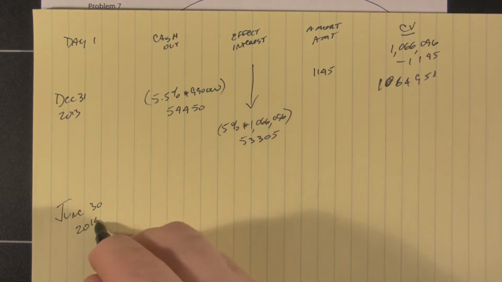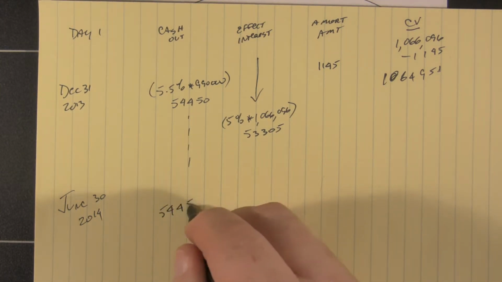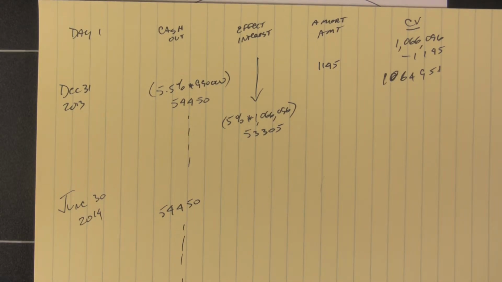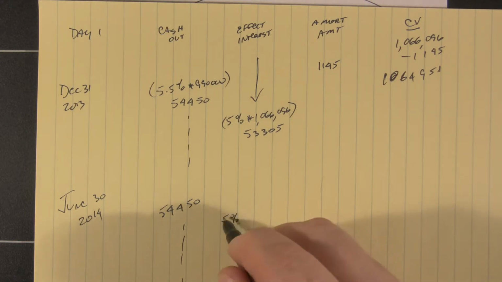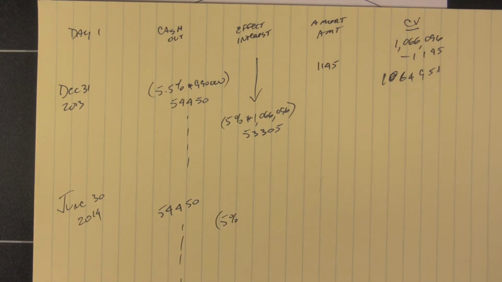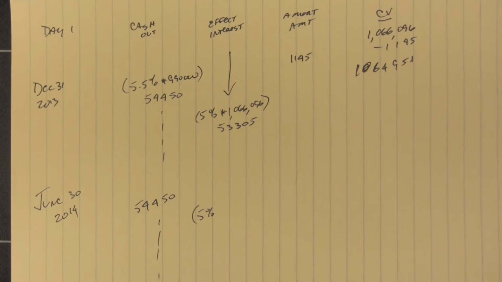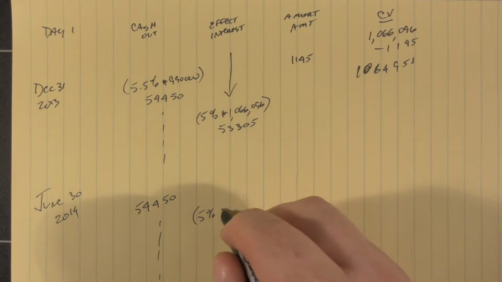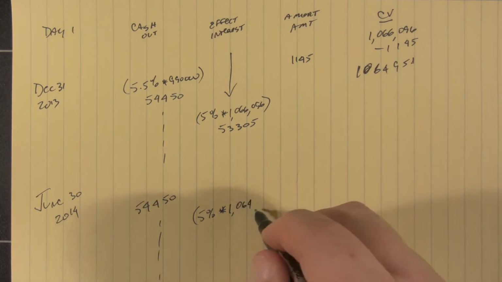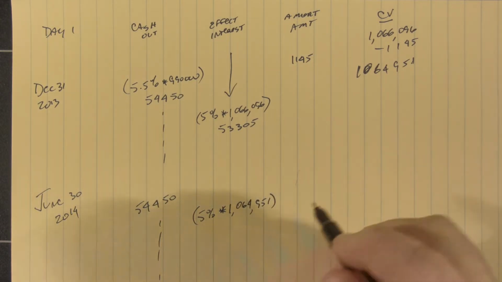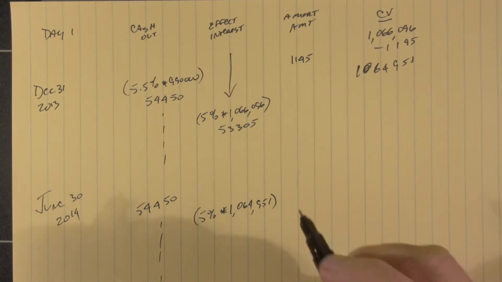Now we have to do the same thing for the next interest date, which is June 30 of 2014. This will be exactly the same. Matter of fact, that will be exactly the same all the way to the end. That will never change. This will change insofar as that we're now taking 5%, because remember, these bonds were sold to yield 10% semi-annually. That's 5% twice a year. So 5% times the new carrying value, which is $1,064,951, and that gives us a total amount of $53,248.